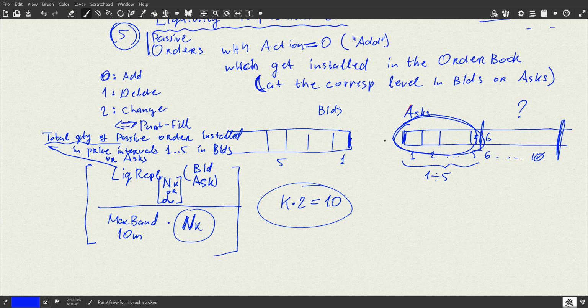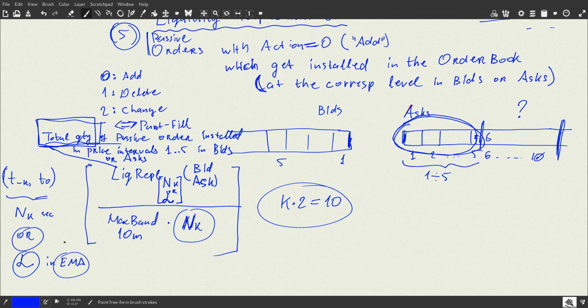Okay? In exactly the same way, you compute this liquidity replenishment using a sliding buffer or EMA for passive orders, for the total quantity, not number, but total quantity of passive orders being installed in price levels 1 to 5 in bids or asks within the time interval nk. Again, this will be from t minus k to t0, and this interval is nk seconds long. Or you don't use the interval, but you use alpha in EMA. In this case, you still maintain a notional length of the interval, but instead of using a buffer to compute this, you use this approximate alpha-based EMA.